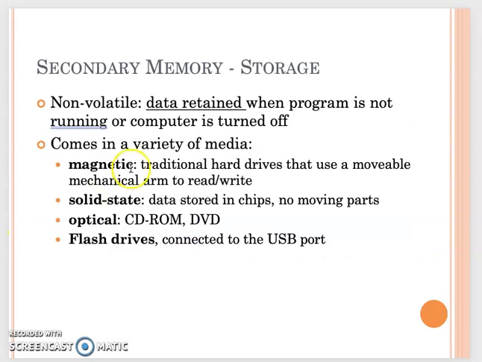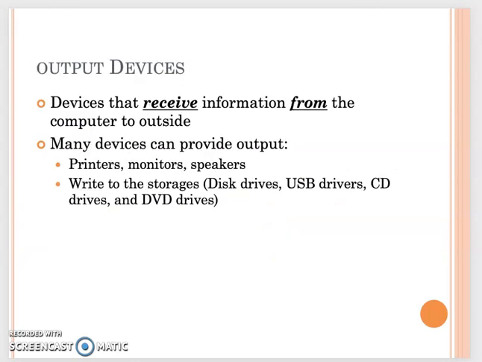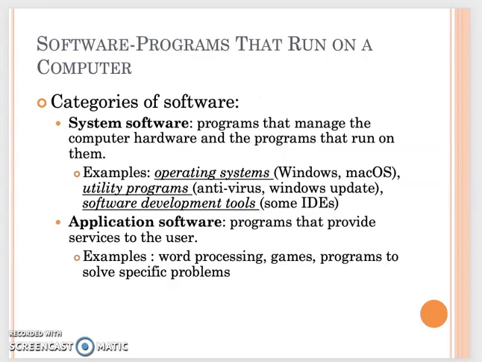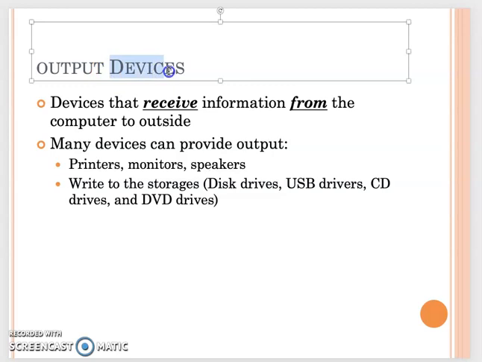The secondary memory, the storage, you should all know, includes the hardware such as the hard drive and your USB drive. The input devices and output devices I will just let you read by yourself. So that's the hardware part. To put it simply, hardware is a physical device that your eyes can see.